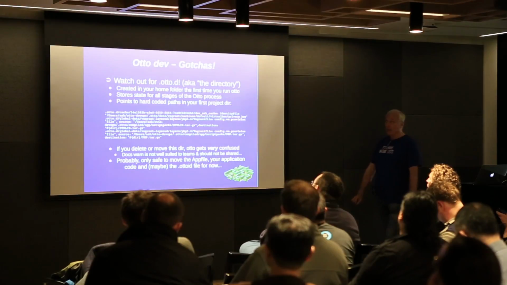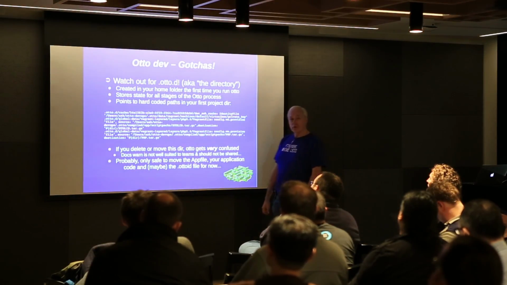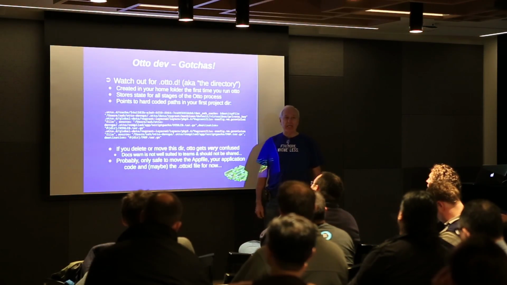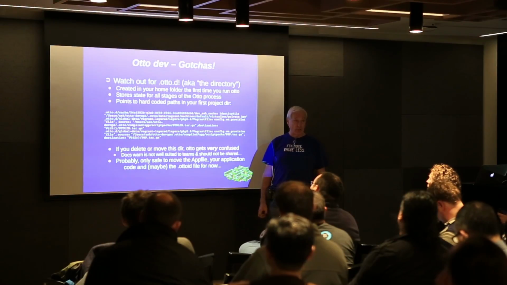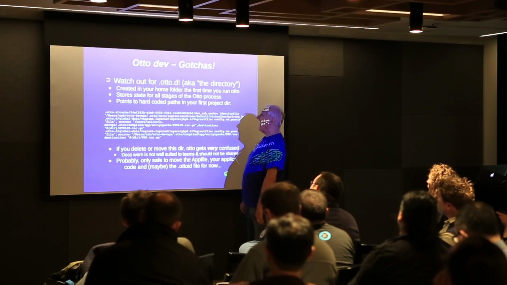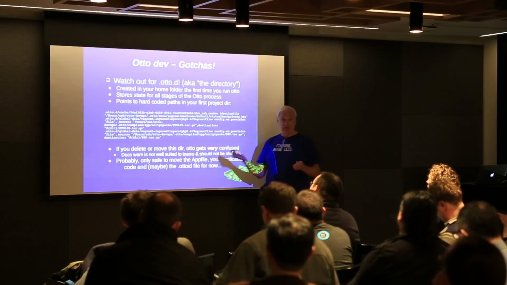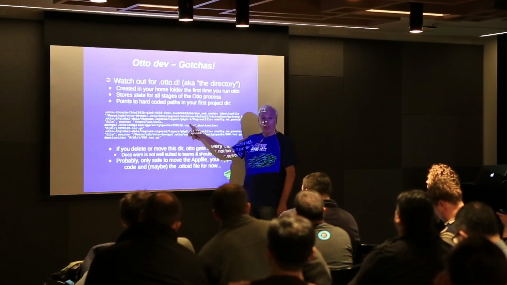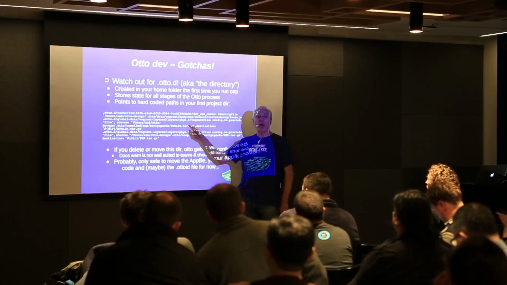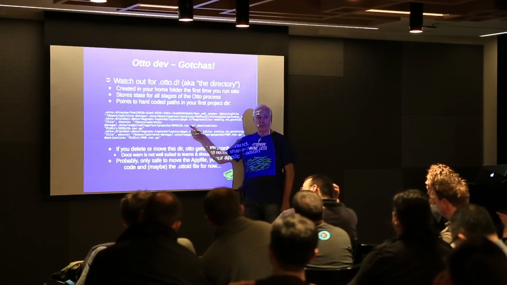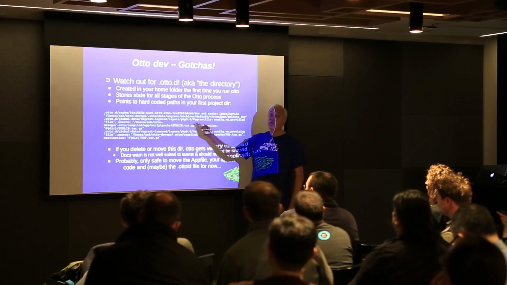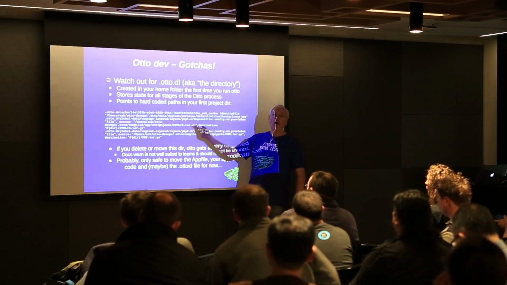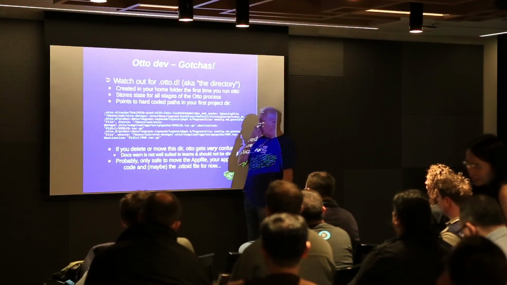Now the bad news. Watch out for .otto.d. It makes this in your home directory the first time you run Otto. And it stores state. This is where the cache stuff goes. But what it does is it hard-codes paths pointing to your first project directory. So if you move or rename that directory, Otto gets very, very confused.